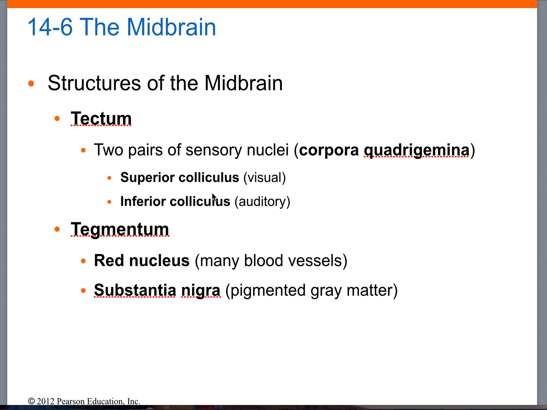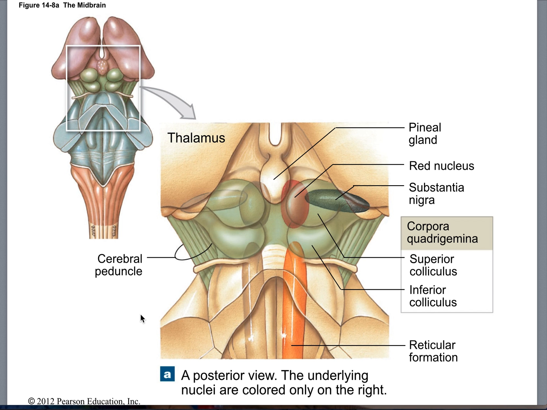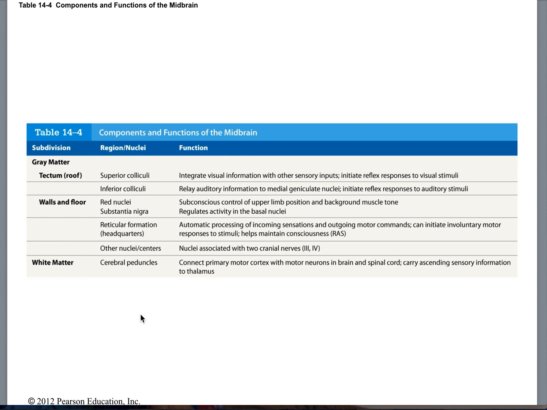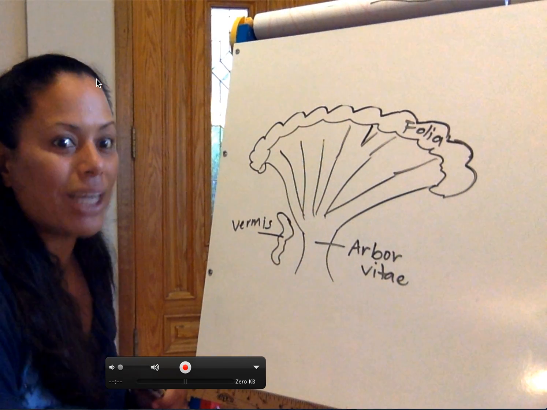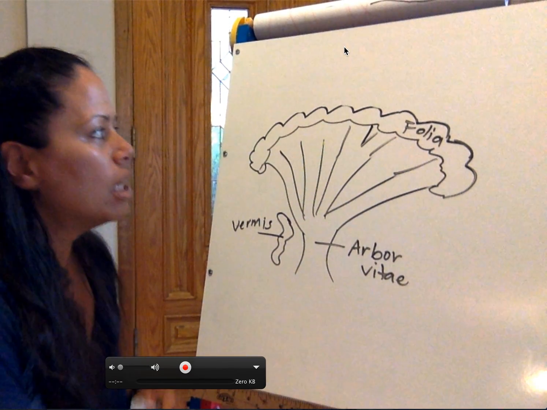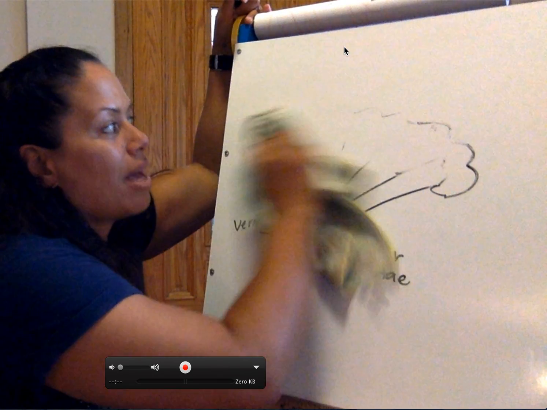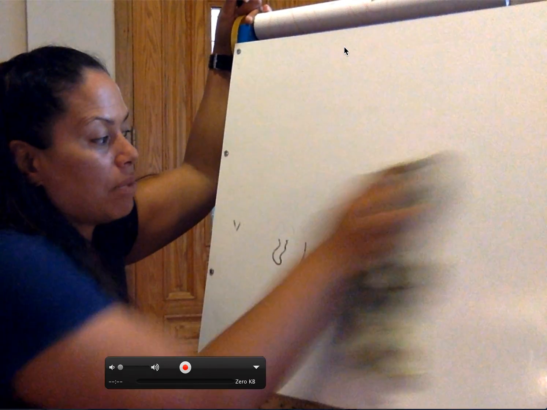Midbrain, we said cranial nerves 3 and 4 and corpora quadrigemina were the four bodies on the backside. And the ones on top were visual, and the ones on bottom were auditory. So cerebral peduncles, you guys can take a look at all the things that I'm trying to highlight. High yield. So diencephalon. Remember we said that diencephalon surprisingly has 3 parts, not 2. So the 3 parts were thalamus, hypothalamus, and epithalamus.